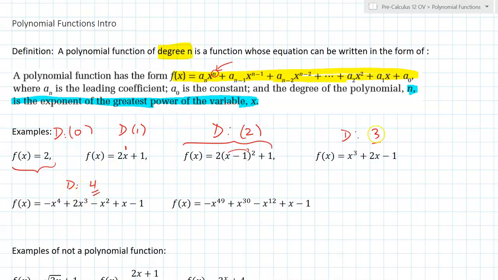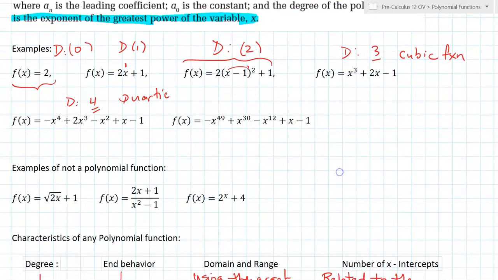By the way, degree 3 also is called a cubic function. And degree 4 is called a quartic function, and then it can go up to degree 5, degree 6, but I just wanted to put another kind of funky one, to the power of 49, right? So this polynomial of degree 49, you could also have that, not a problem at all.